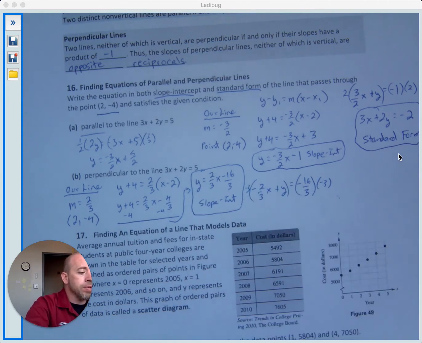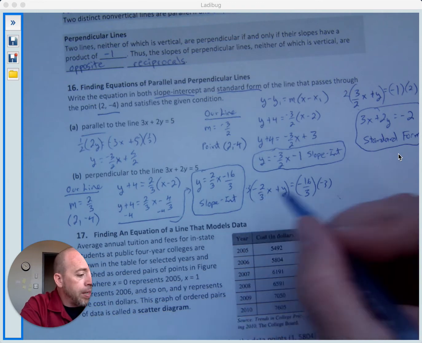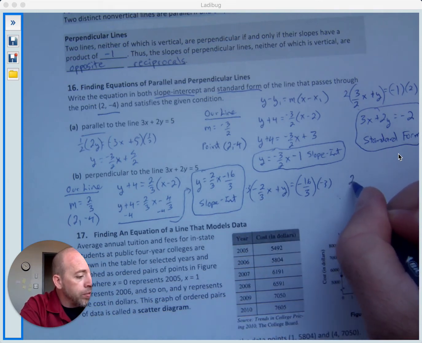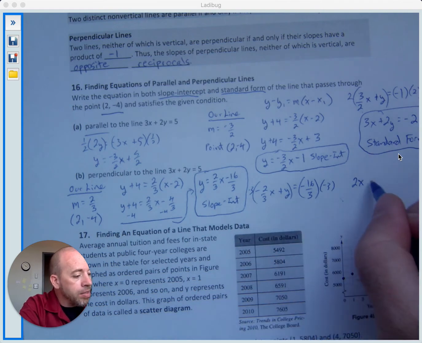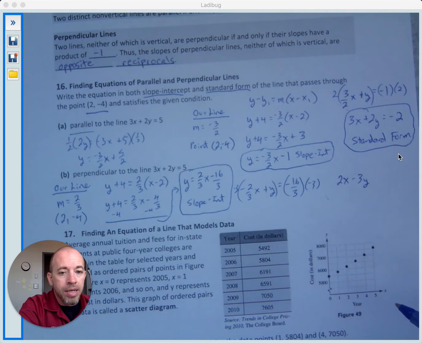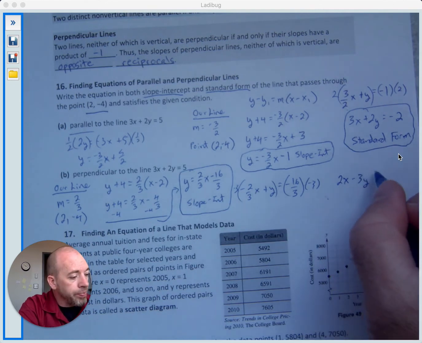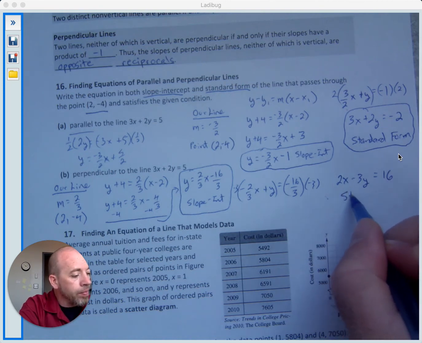Alright, so we distribute the -3. What do we get? We get a positive 2, so we have 2x. -3 times y would be -3y. And -3 times -16/3 would be a positive 16. Okay, and that would be our standard form.